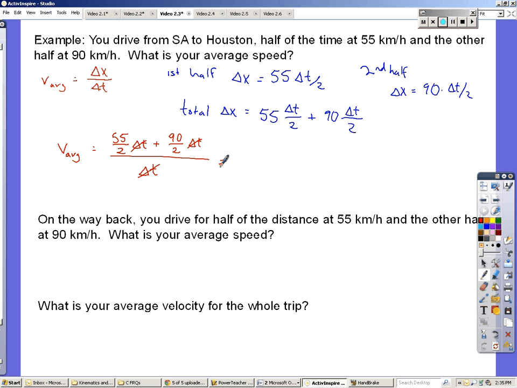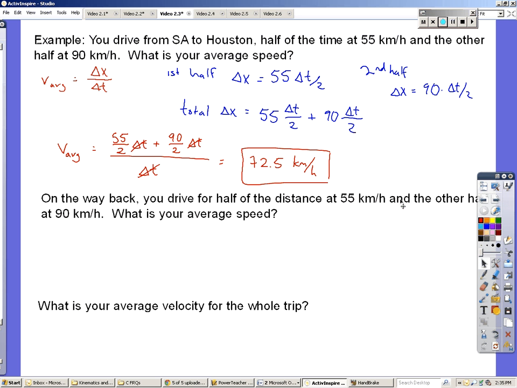And with the calculator, that works out to be 72.5 kilometers per hour is your average speed. Notice that if we assume that you're moving in a straight line the whole time, the average velocity would be the same as the average speed. If you're not moving in a straight line, then all bets are off.